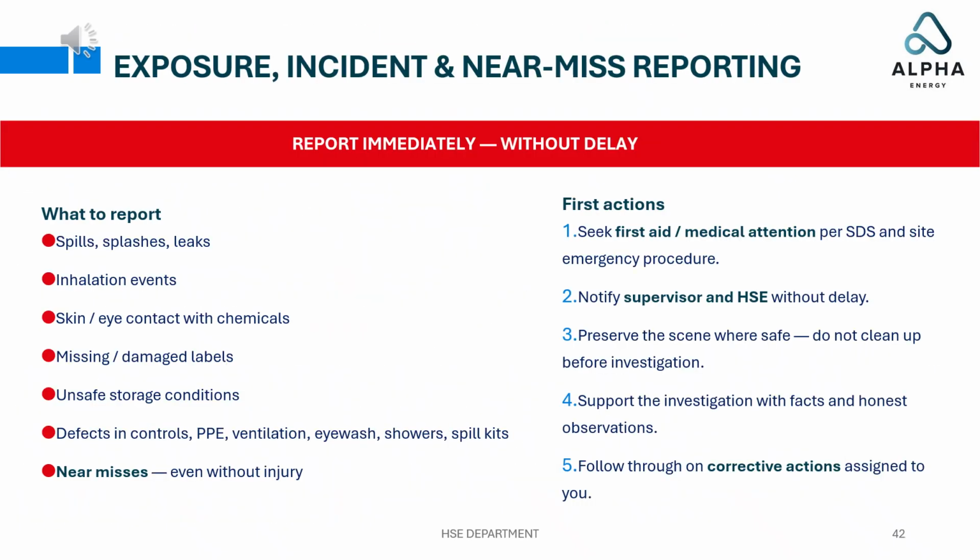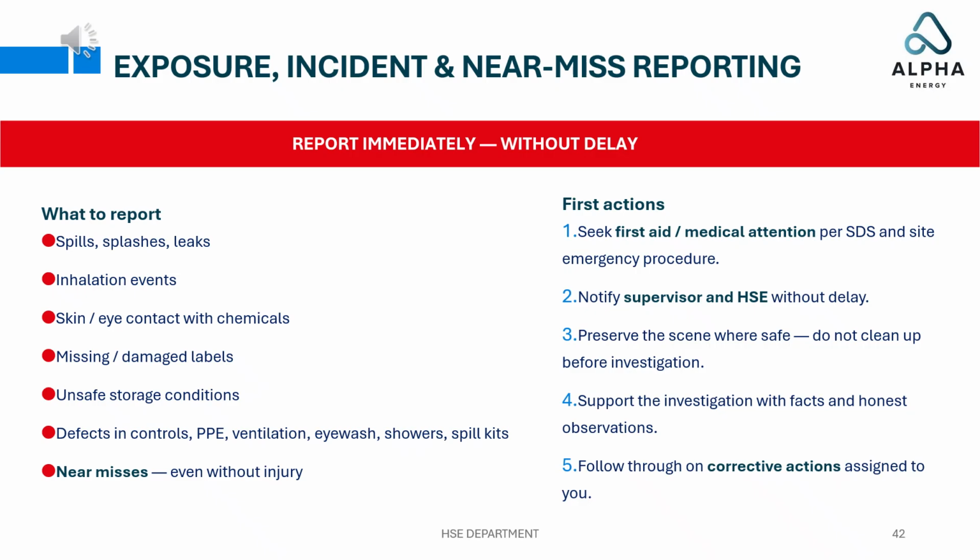Now let's talk about exposure, incident, and near-miss reporting. This is how we learn from what goes wrong and prevent it from happening again. First, let's cover what you need to report. You must report spills, splashes, and leaks, any release of a chemical, no matter how small. You must report inhalation events, if someone breathes in chemical vapors, fumes, or dust. You must report skin or eye contact with chemicals, anytime a chemical touches your skin or gets in your eyes.